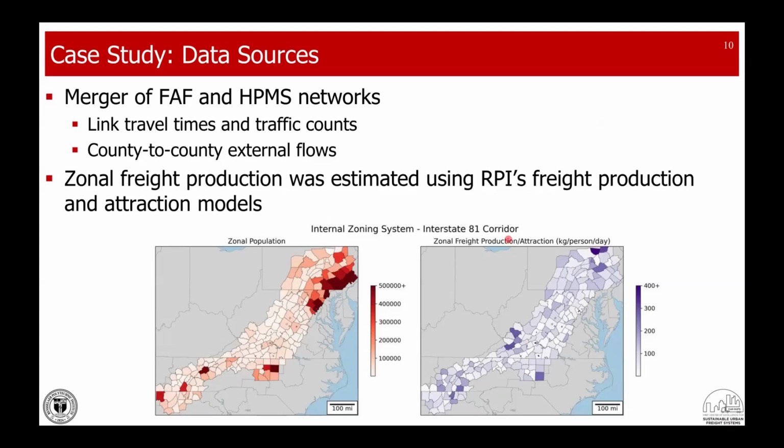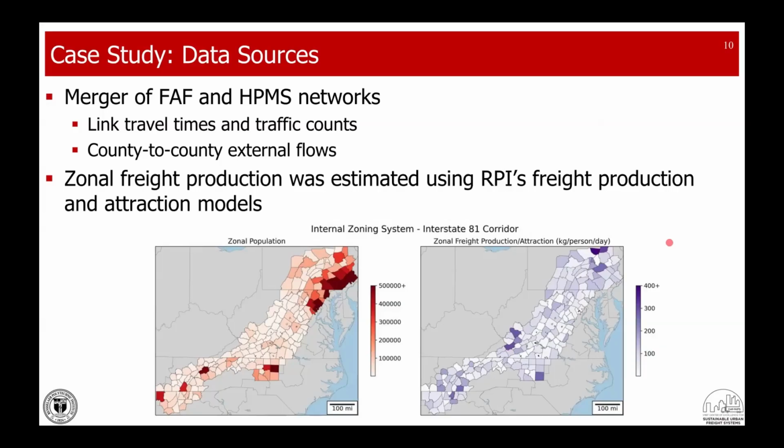And again, we get link travel times and traffic counts from the HPMS and the FAF, and then using the county-to-county external flows. Well, we also use them internally for validation, but they serve as a way for us to, at a very nice spatial resolution, merge with our zoning system. And also, just to have a second way of validation, aside from the FAF, we used our own freight production and attraction models that were estimated as part of, if I'm not mistaken, NCHRP 44, just to have the internal zoning system freight production and attraction.